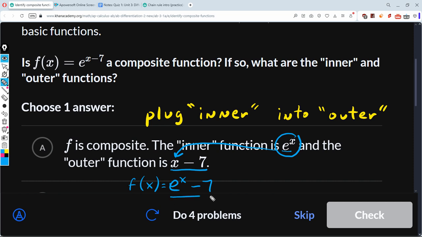So does this match what we have here? No, because this is e to the x minus 7, and this right here is e to the power of x minus 7. So answer A is no good. Let's move on to answer choice B.